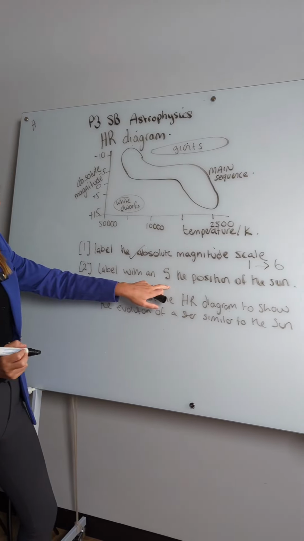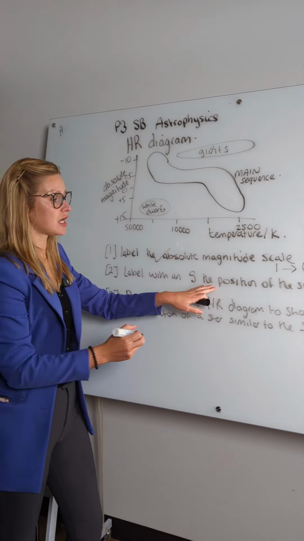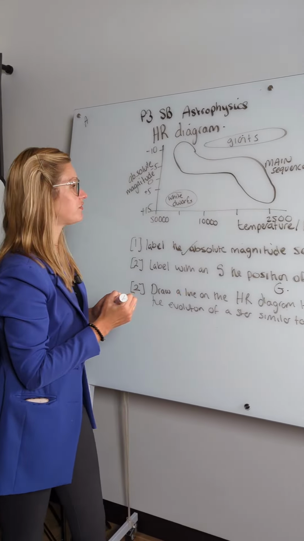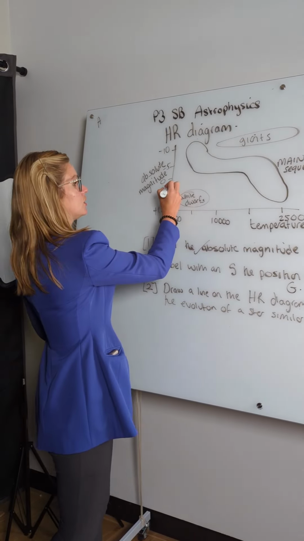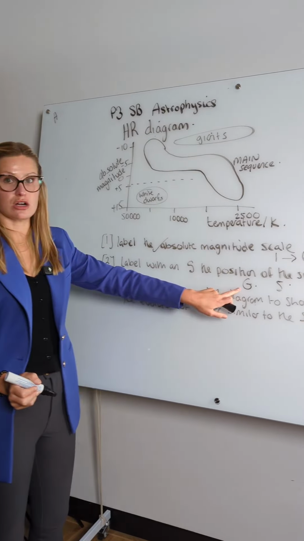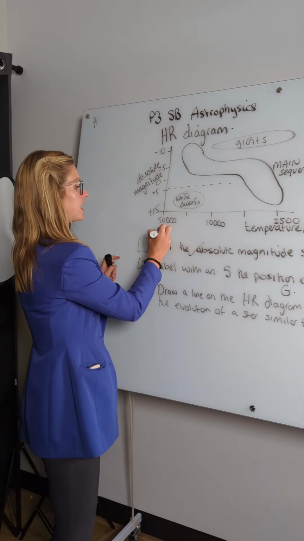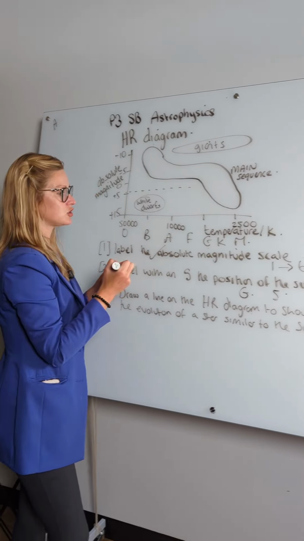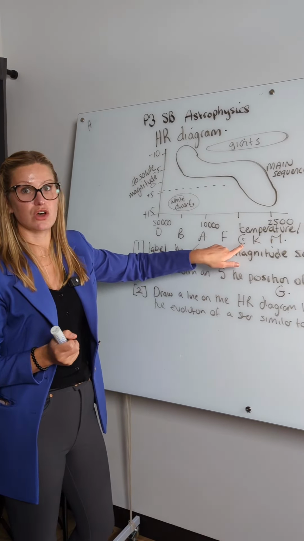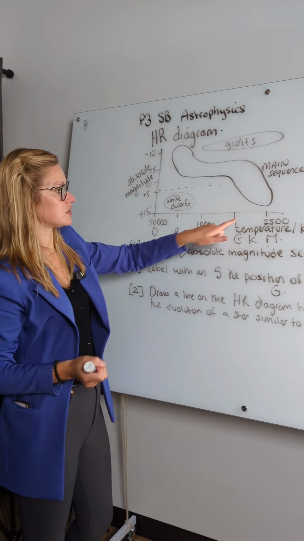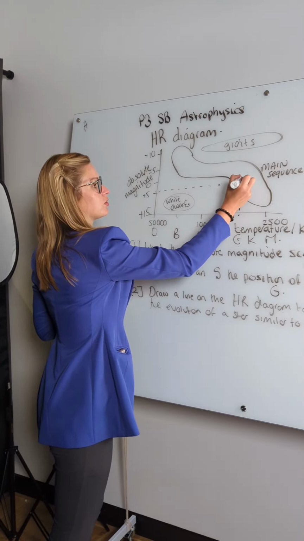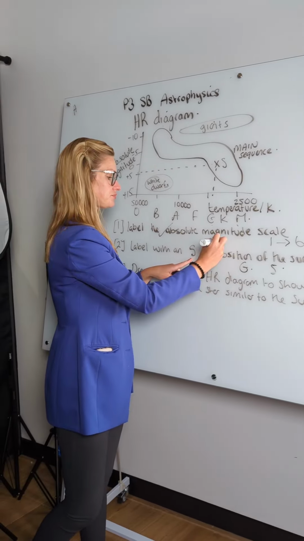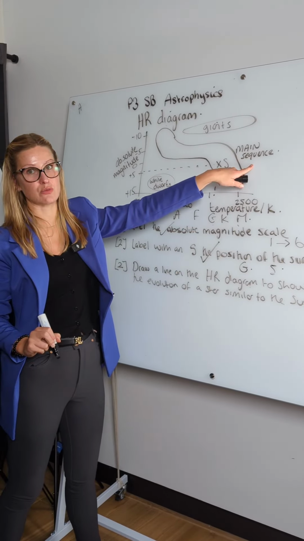Next one said label with an S the position of the sun. So you need to remember the sun is a G-class star, and it's got an absolute magnitude of 5. Okay, so what you need to find is number 5, absolute magnitude, go across, and it's a G-class star. Okay, so what I have to remember again is my OBAFGKM, "Oh Be A Fine Girl, Kiss Me". So my G-class stars are roughly around 6,000 degrees Celsius. So you find roughly where 6,000 is, you go up, go along +5, and plot an S where my sun is. Okay, so my sun is a G5 star. Okay, so my sun makes sense, is on my main sequence.